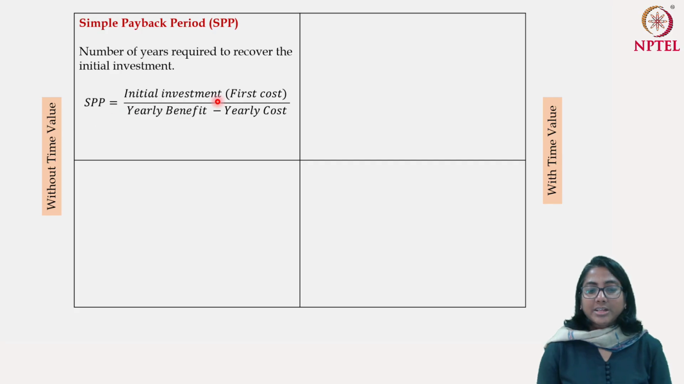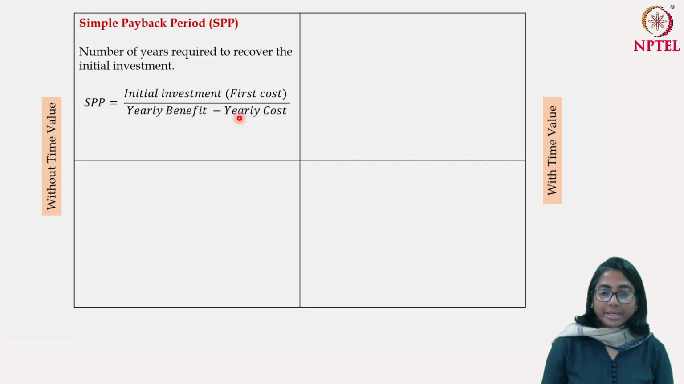So what do we do here? We take the initial investment, which you can also call the first cost, and divide it by the yearly net benefit. If you have different net benefits in different years, you may also take an average of that. An example will make it clear.